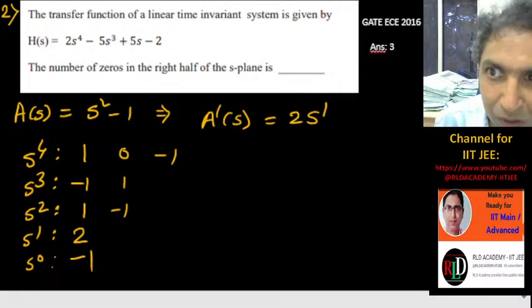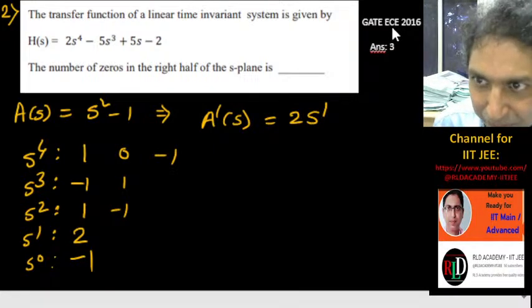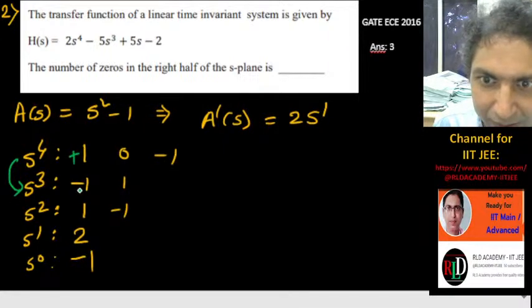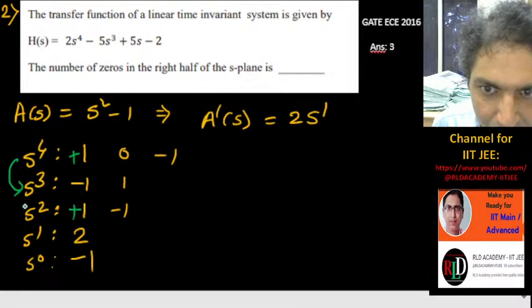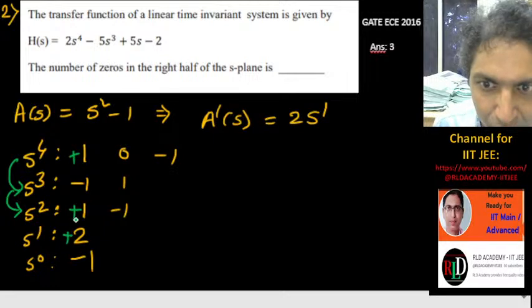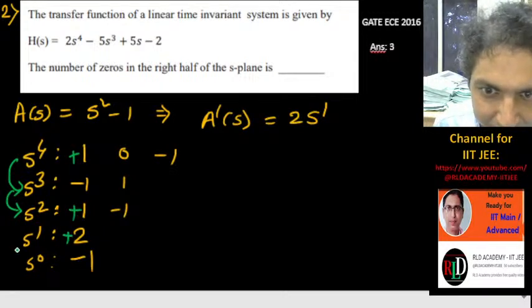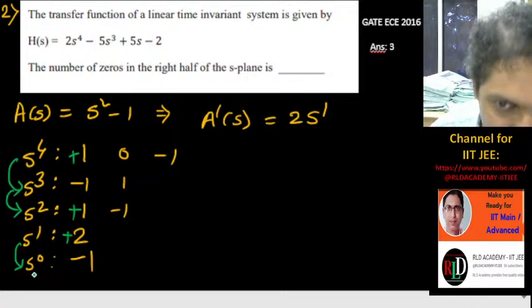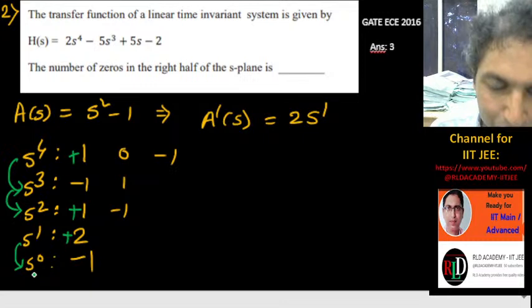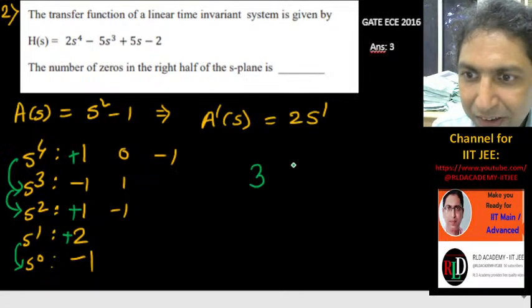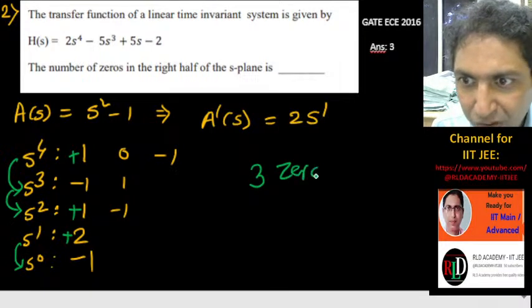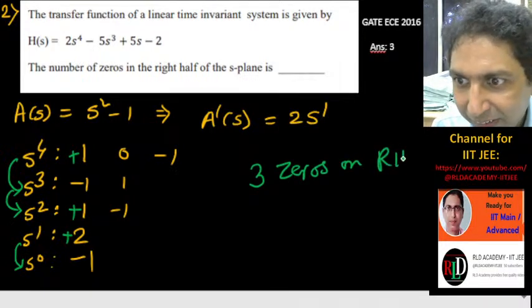Now just find out how many sign changes there are. You can see from here to here there is a sign change, because it is positive and then negative. Here it is positive again, so negative to positive is one more sign change. This is positive, no sign change, then positive to negative, one more sign change. So we have 3 sign changes, which implies we have 3 roots on the right hand side. Here it is 3 zeros on the right hand side of the s plane.